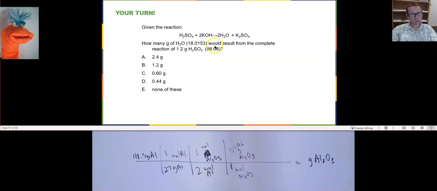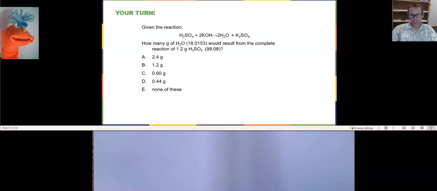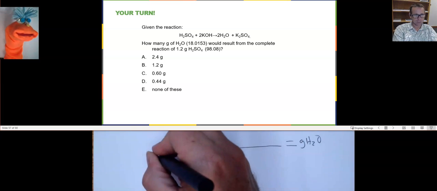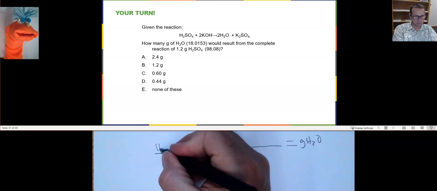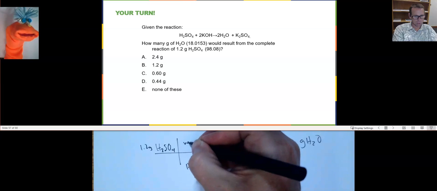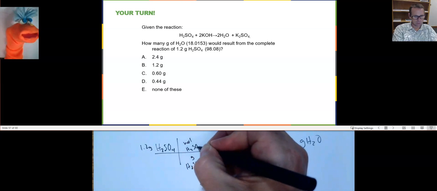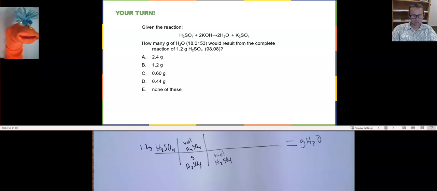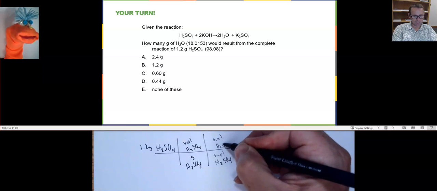So here's another scenario. How many grams of water would result from the complete reaction of 1.2 grams of H2SO4? All right, how would I go about doing this one, Fred? Grams of water to the right of the equal sign. Very good. Grams of water over here. And I start off with 1.2 grams of H2SO4. And I can go from grams of H2SO4 to moles. Why do I want to go to moles? Because that's how the stoichiometry relates in the equation. That's right. I can go from moles of H2SO4 to moles of H2O in the equation.